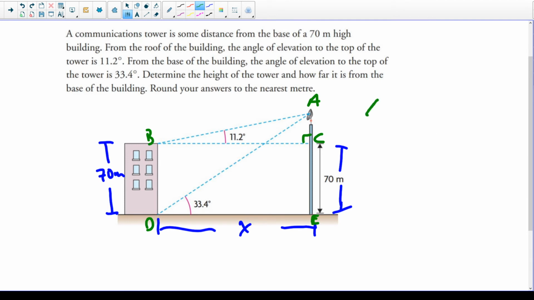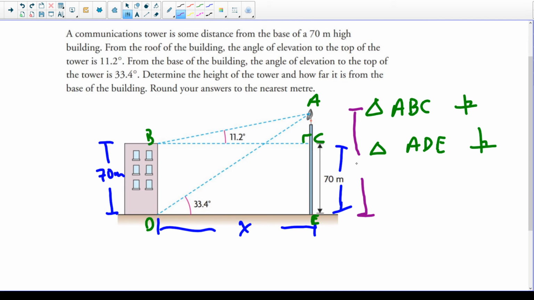So we have two triangles, okay? We have triangle ABC, that is a right angle triangle, and we have triangle ADE, which is also a right angle triangle. These are my symbols for right angles here. All right, so we need a plan of attack. What am I trying to do in the end? I'm trying to find this height here, which I'm going to call capital H. So we're looking for capital H.